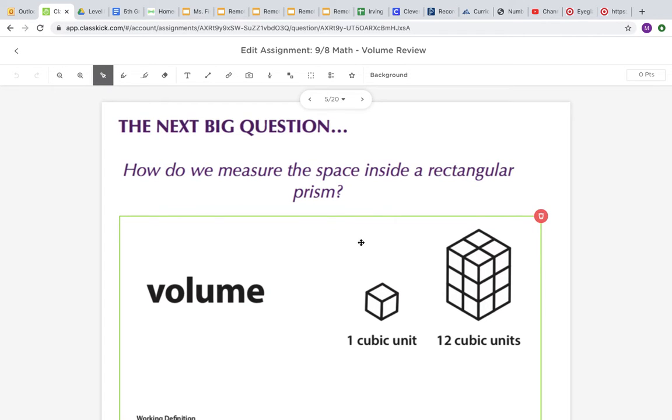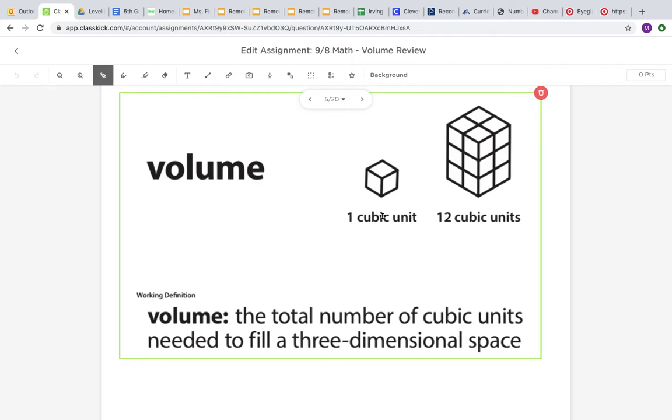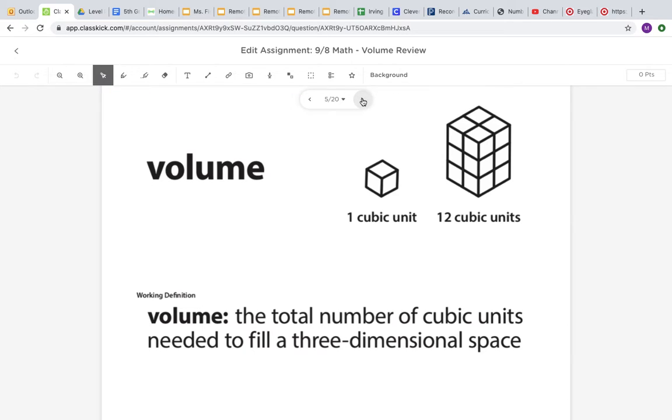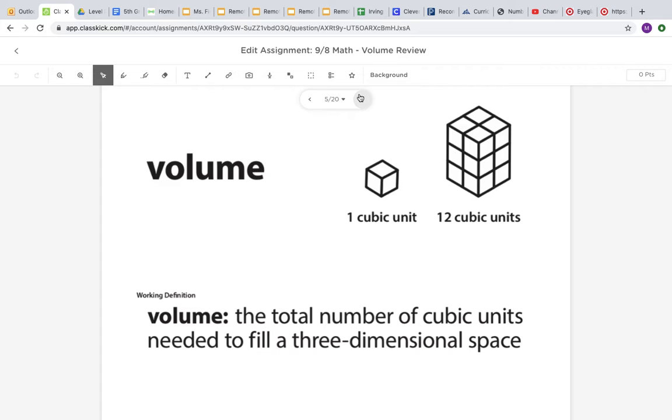Our big question here is, how do we measure the space inside a rectangular prism? Well, volume can be measured in a couple of ways. It can be measured in cubic units, just like we have right here. This little mini 3D box is 1 cubic unit. So we could find the volume by finding the total number of cubic units needed to fill a 3-dimensional space, just like we have in the picture on the right side.